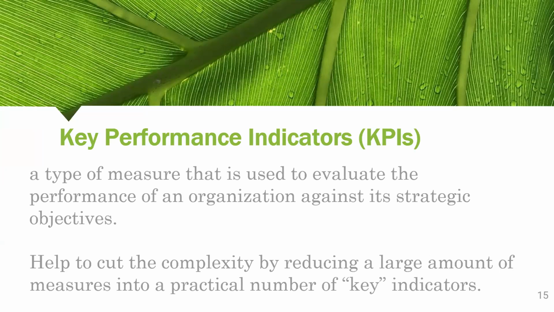Key performance indicators are a measure to evaluate the performance of your organization against the objectives that you are building for yourself. So as I have already said, it helps you to narrow down your business objectives, and thus in this process, it cuts down the complexity, and it reduces a large amount of measures into a few measurable key indicators. We are going to tell you what the key indicators are and how you should be able to find the relevant indicators for your businesses.